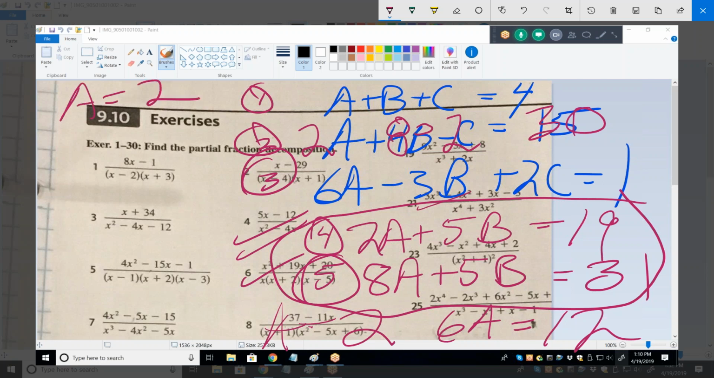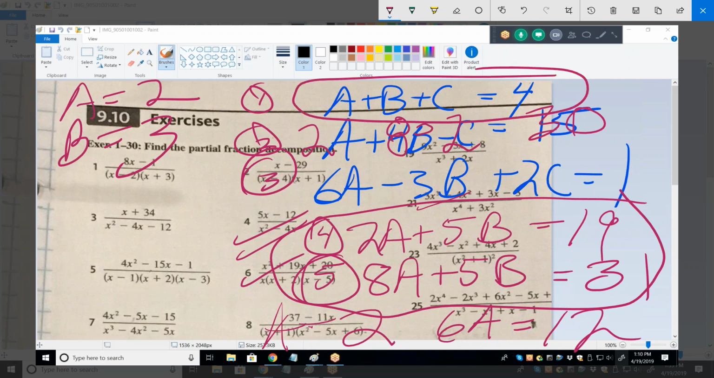Okay, so we got A, B, and now how do we solve for C? Go up into the simplest equation you have. C is equal to -1. Plug them back into it. Now we have our answer.